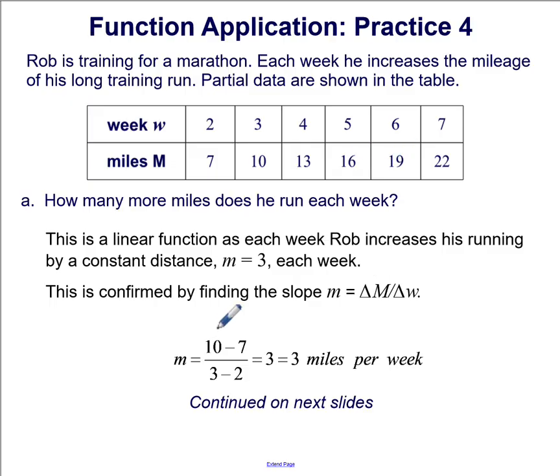So to do that, we select any 2 points. I'm going to take these stats right here, and I find a difference in my miles and my difference in my weeks. And that's how we get 3 miles per week.